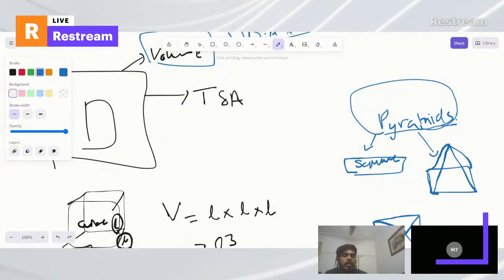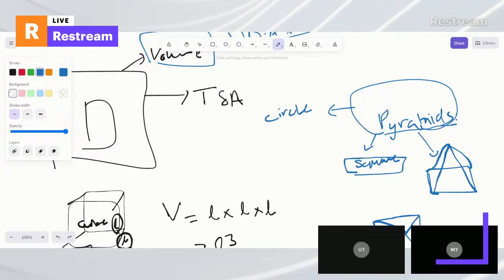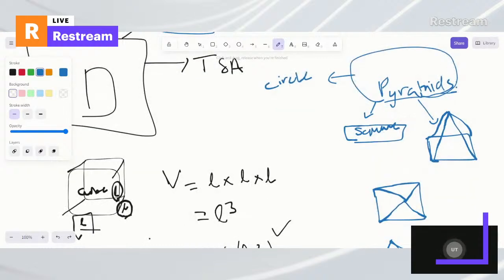Now we can even have a circle based pyramid. So what's a circle based pyramid? Do you know what a circle based pyramid is called? It's called a cone. You might have seen a picture of a cone. I'm going to show it to you right now here as well. If you see a cone, it's nothing but a circular base pyramid.